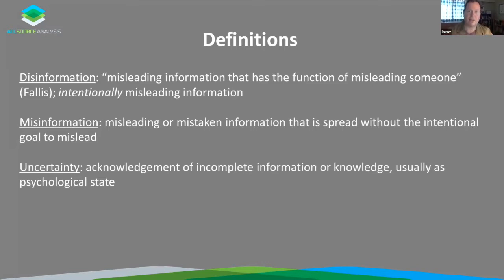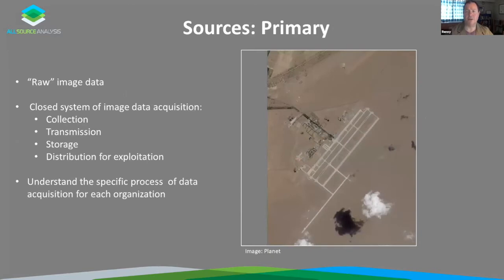But it's okay to be uncertain. So we don't want to run away necessarily from uncertainty. It's important to acknowledge it and be transparent about it and then move forward. So those are some definitions for this talk. Now I'm going to talk a little bit about sources. Here I categorize sources in two ways, primary versus secondary. So we're going to start with primary.